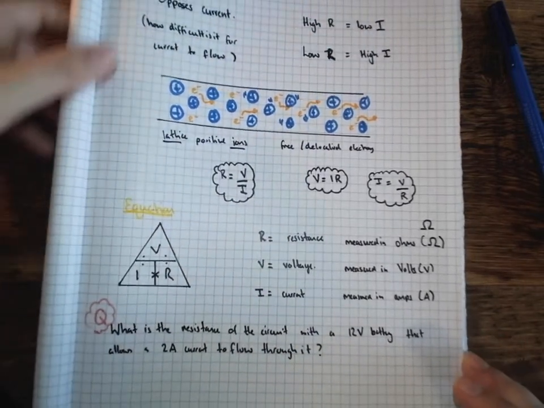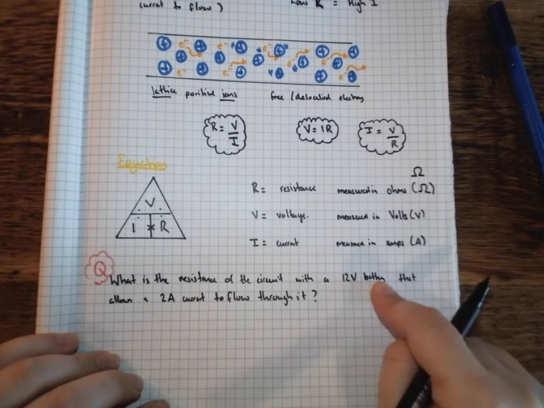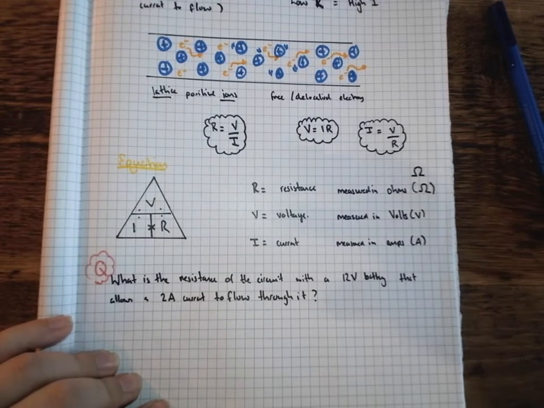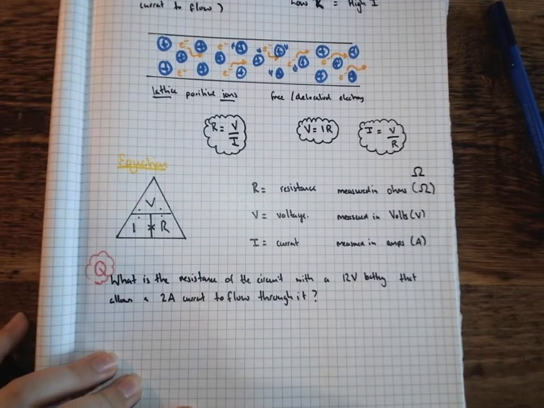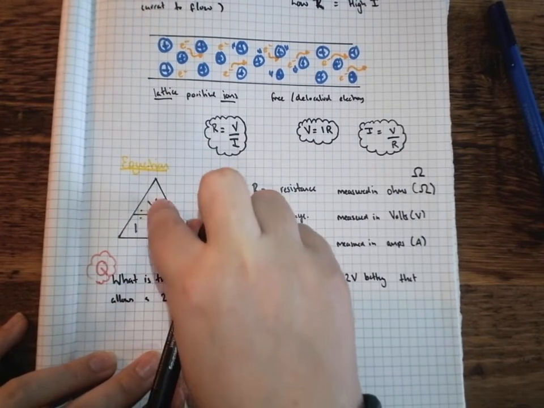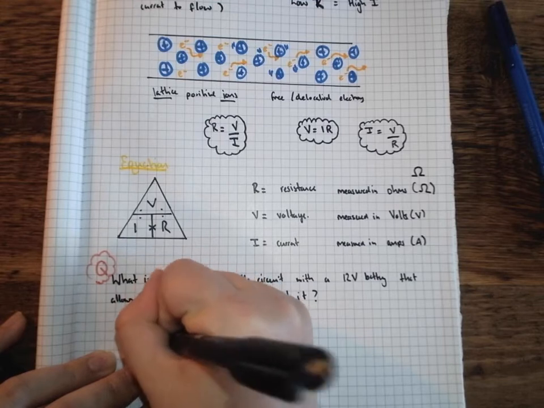If I asked you, what is the resistance of a circuit that's connected to a 12-volt battery that allows a 2-amp current to flow through it? In this case, I need to write down, first of all, my equation. I want to work out what resistance is, so that's V divided by I. So I'm going to say R is equal to V over I.